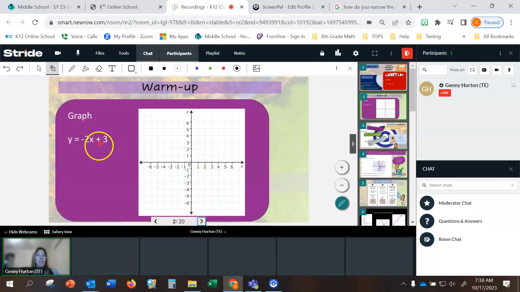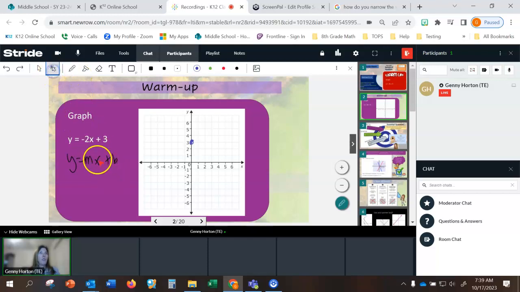Remember, this plus 3 is where it crosses the y-axis, because our slope-intercept form is y equals mx plus b, and this b is where it crosses. So plus 3 would be right here. So we're going to put a point there. And you only need 2 points to be able to graph the linear equation.